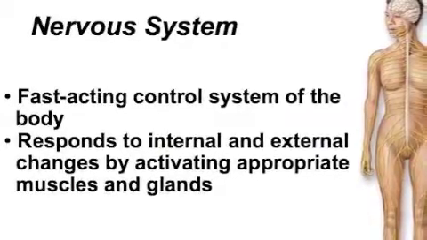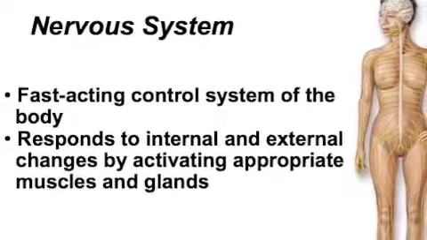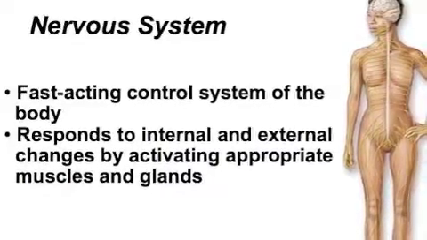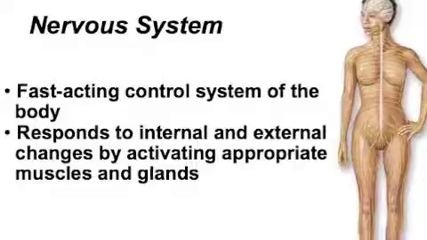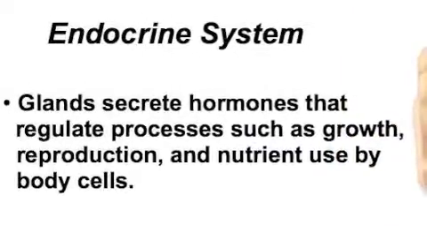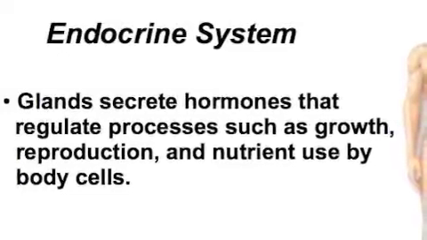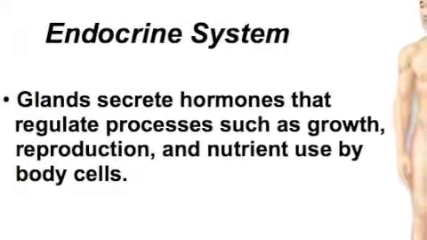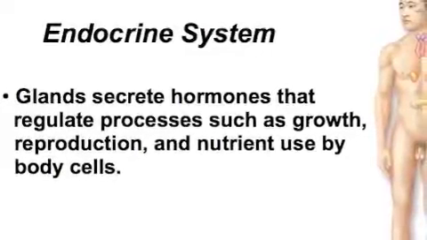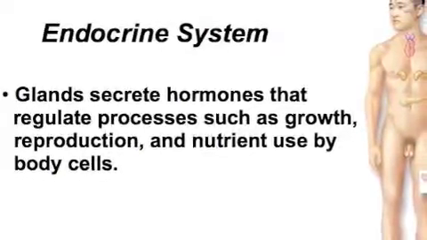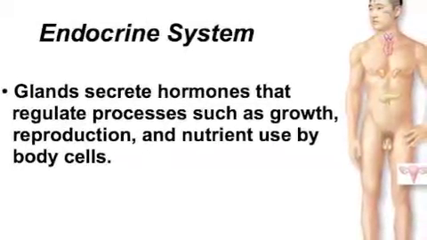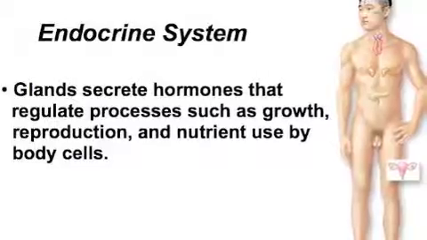Nerves respond to changes on the inside or the outside of our body and make adjustments, mainly to muscles and to glands. Next, the hormones. The endocrine system is a slow system that controls body function. Glands in our body secrete hormones that regulate slow processes in the body, such as growth and reproduction.